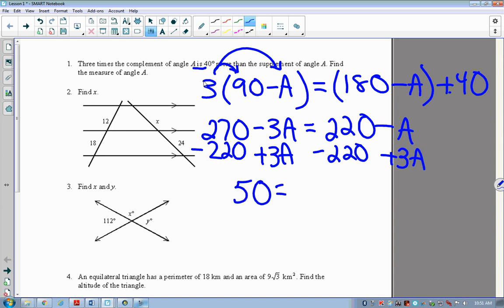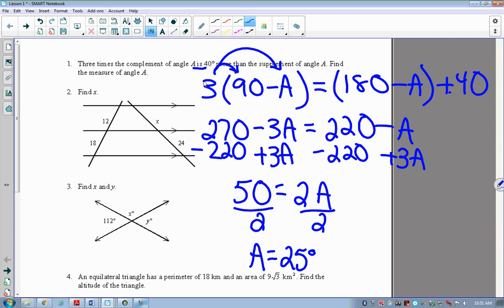And what is negative a plus 3a? 2a. Okay, final step, divide by 2. What does a equal? 25 degrees. Okay, we feel like we understand that a little bit.